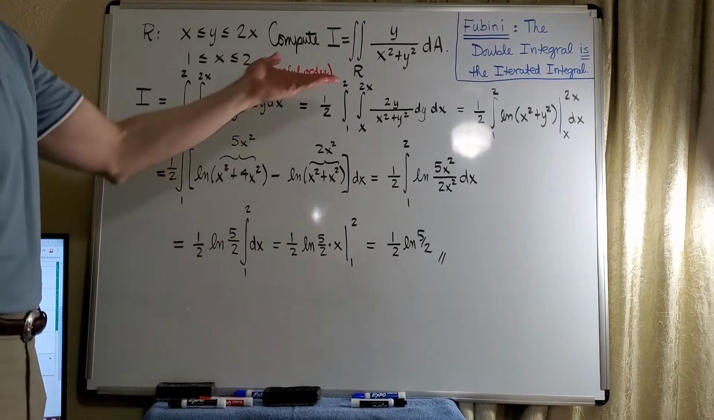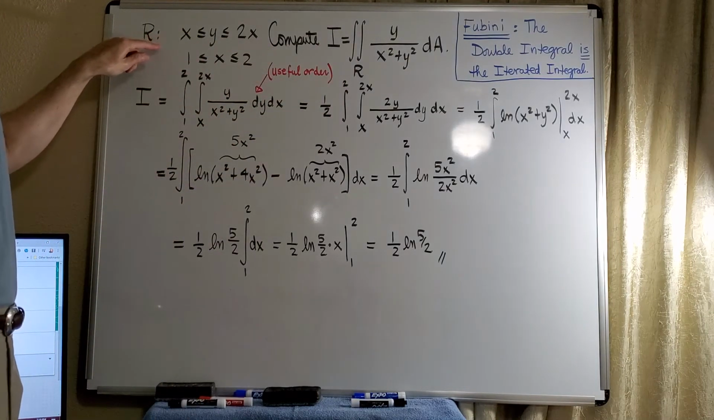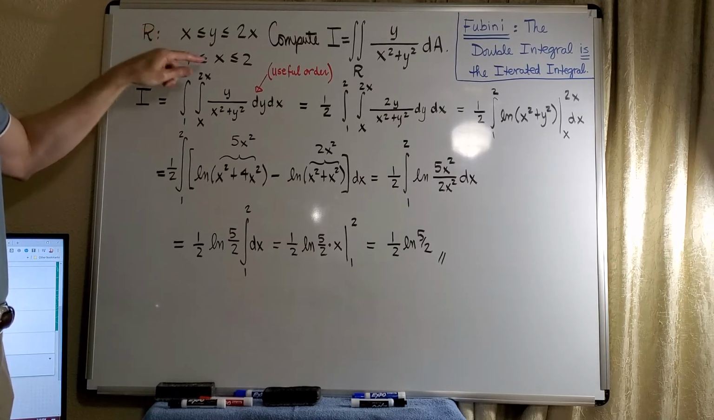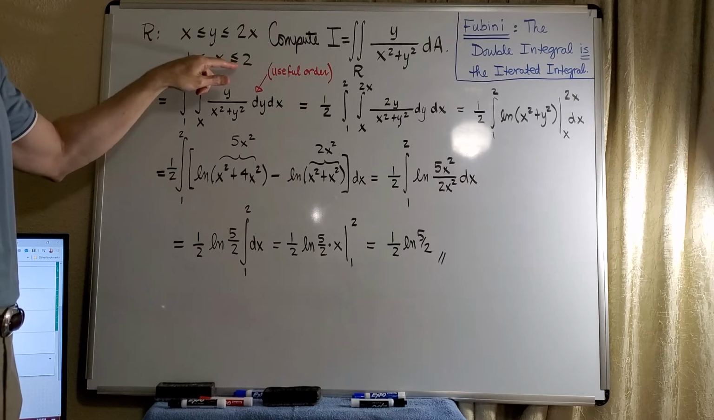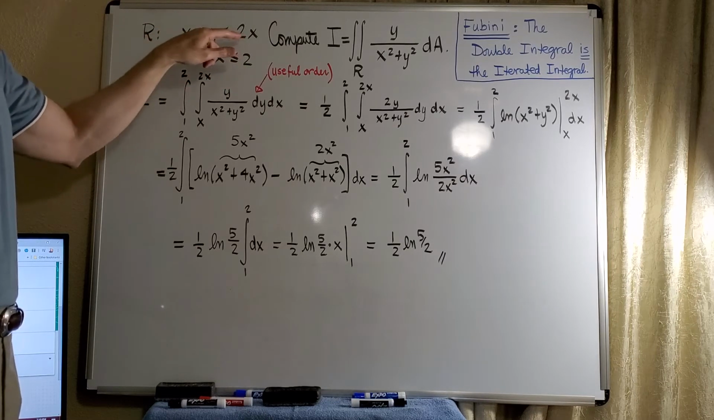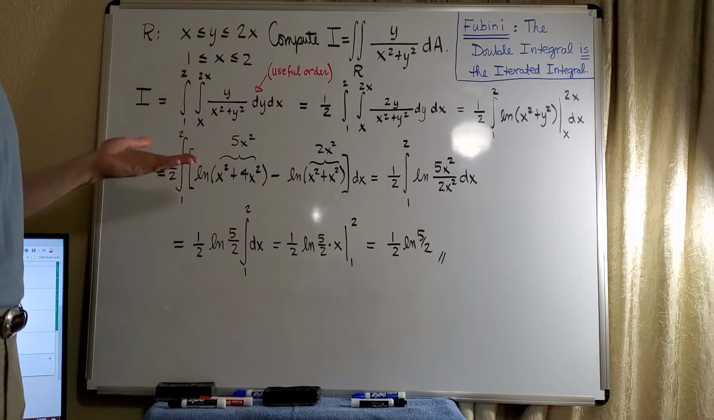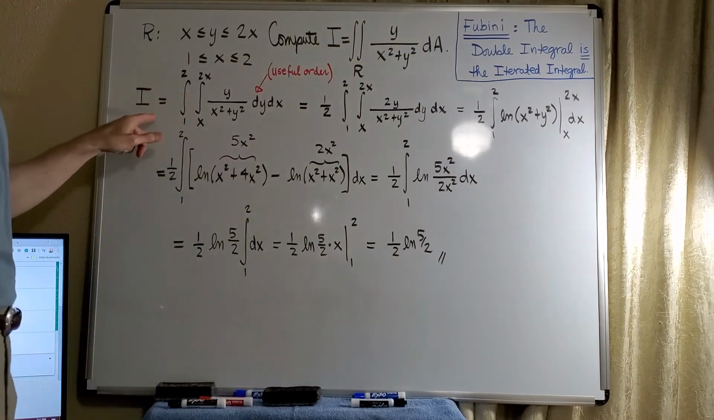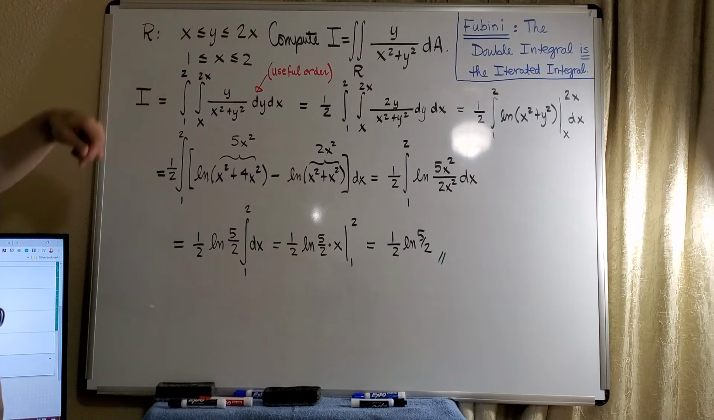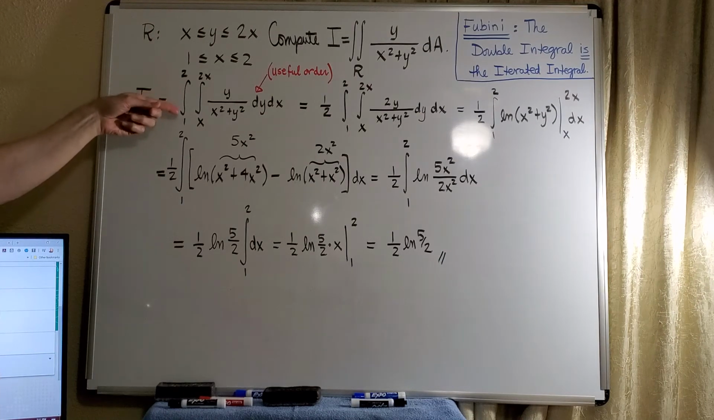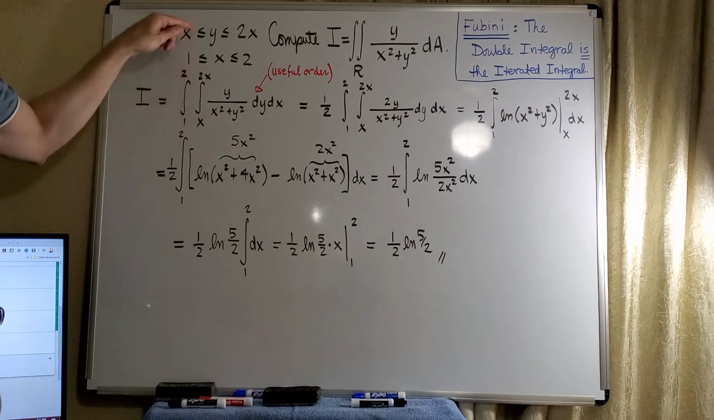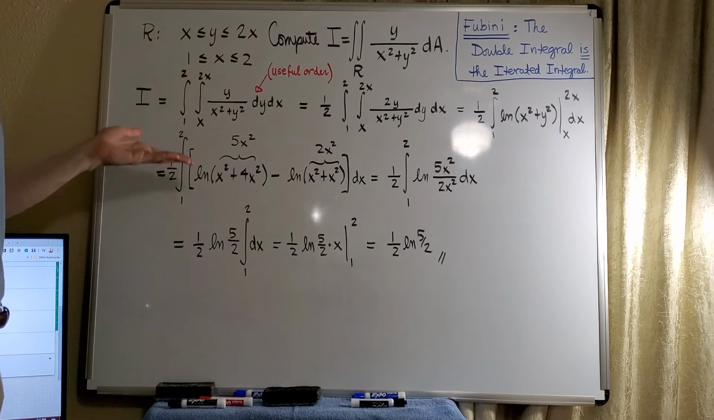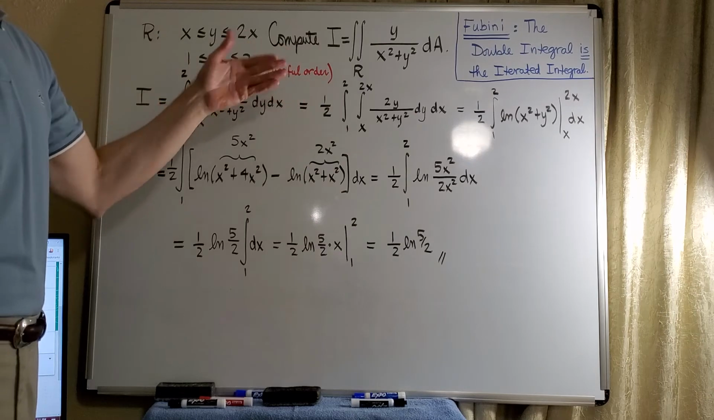Okay, so now we have to step back and look to see that R here, the region of integration, is designated here. That is, x runs between 1 and 2, and y runs between x and 2x. And so what we can do is use Fubini and write I with this representation of R. So the outer integral would run from 1 to 2. The inner integral would run from x to 2x.